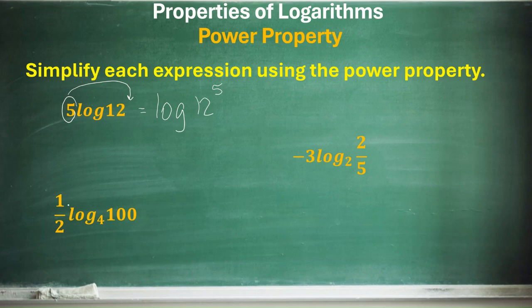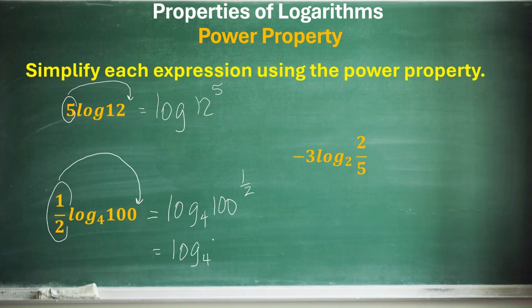Okay. On this one, I have half log base 4 of 100. Here's why this can be useful at times. Log base 4 of 100 multiplied by half, I can say log base 4 of 100 to the half power. You might remember from rational exponents that the half power is the same thing as the square root. So I know that the square root of 100 is 10. So I could really write this as log base 4 of 10. That makes the value within the log a little bit smaller to deal with.